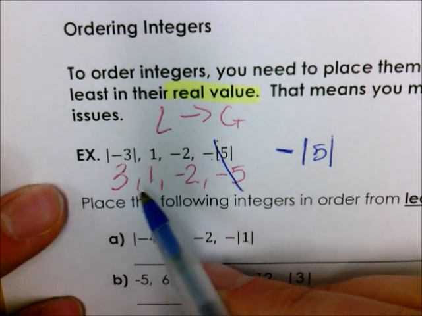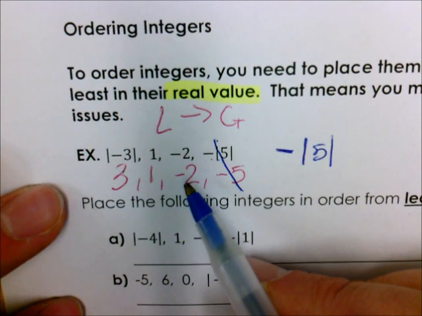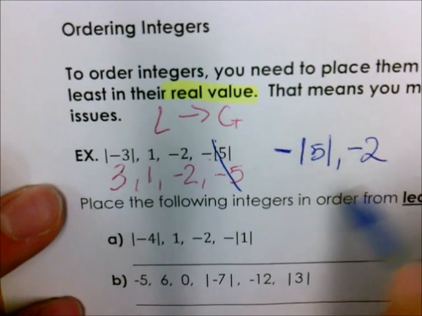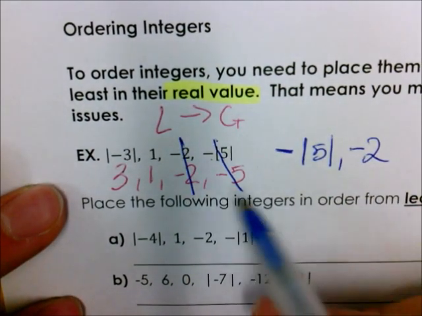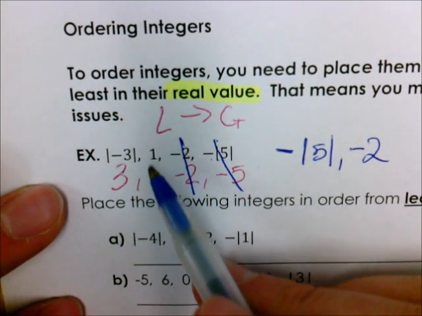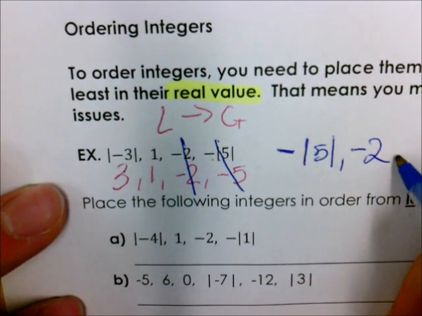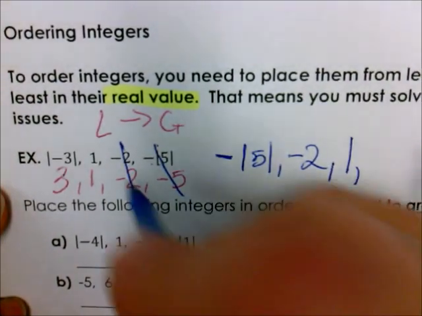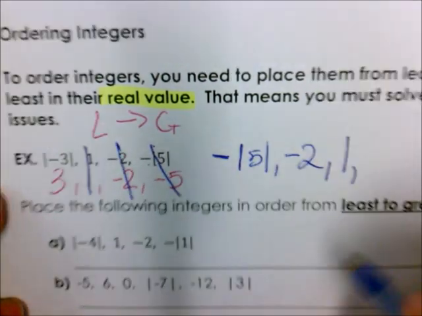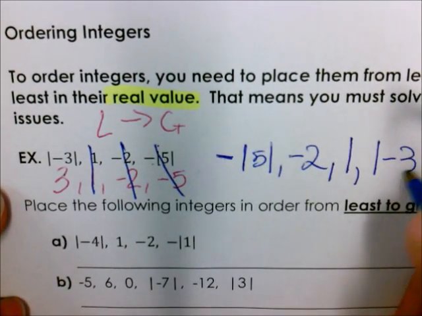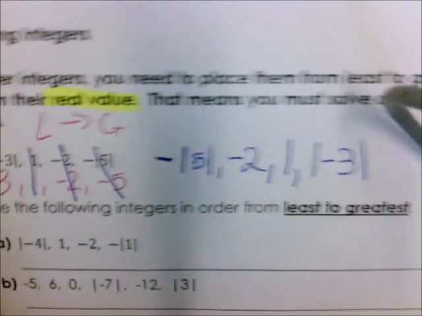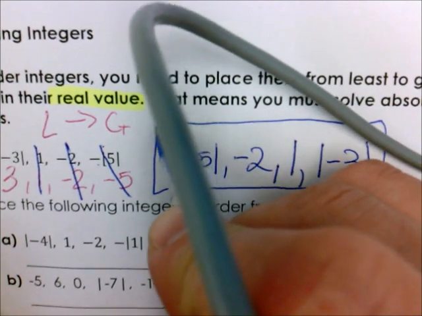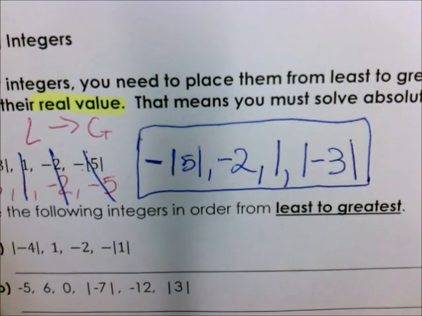Next, my lowest number is -2, which originally was a -2. That was easy. Next, I have a 1 or a 3. So 1 is the smallest, which is, again, originally just a 1. And then finally, I'm left with just the 3, which was originally an absolute value of -3. And that is my answer. They are ordered least to greatest as so.